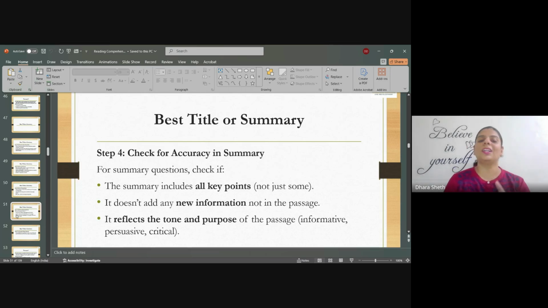It does not add any new information which is not there in the passage. A summary will not include any information that is not given in the passage. And it should reflect the tone and purpose of the passage. If the passage is informative, the summary has to be informative. If the passage is critical, then the summary also has to be critical. Okay?